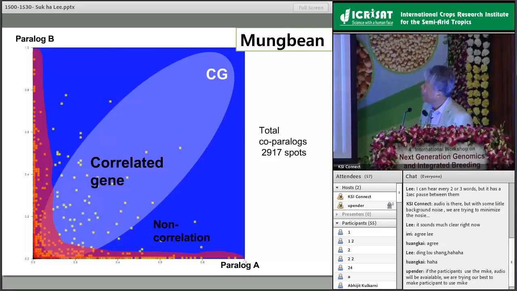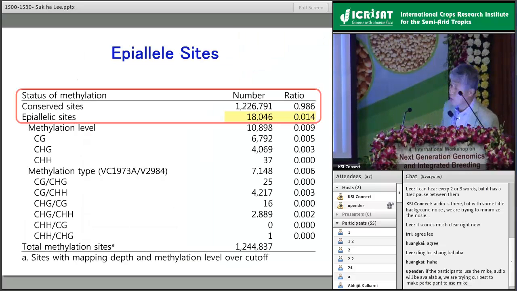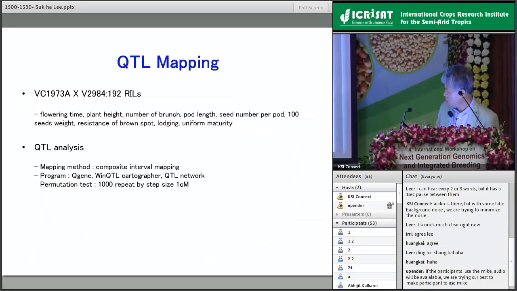We compared the FAR sites between the two genotypes. About 98.6% of the FARs were conserved between the two genotypes. Only 1.4% show different FAR sites. Further studies are in progress to identify the meaning of the FAR sites using this data. And in my talk, I will give an initial study of QTL mapping.